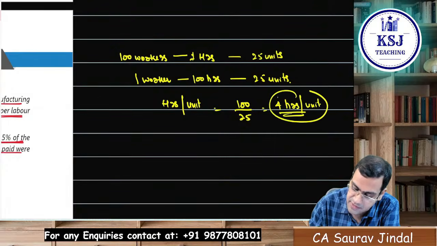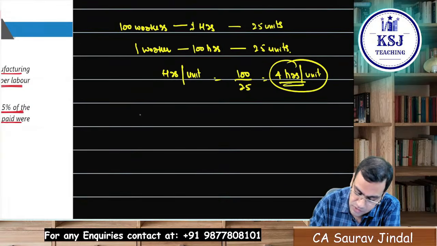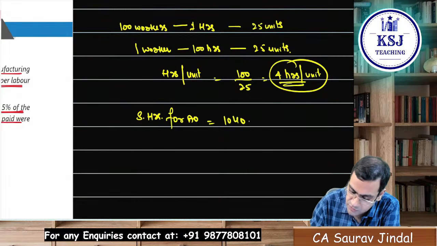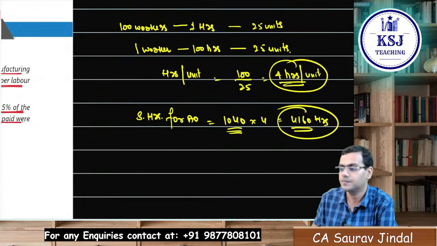This is the standard time per unit. So what is the standard hours for actual output? Actual output is 1040 multiplied by 4, that is 4160 hours. This is the standard hours for actual output.